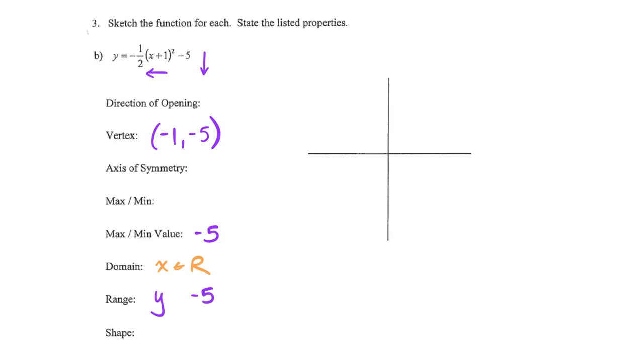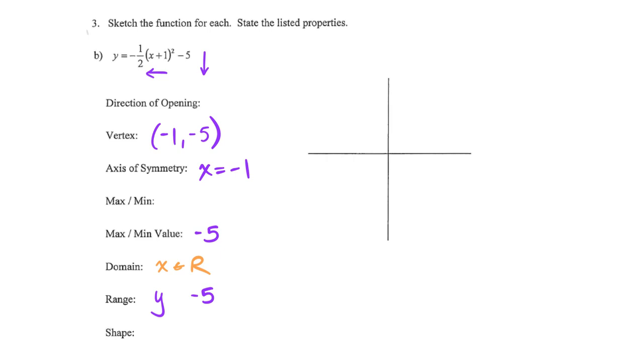My axis of symmetry, I skipped over that one. I can go back and fill that in. Make sure you give me the equation of the line, x = -1. And there is everything that I can find based on my shifts. The shift left, the shift down.